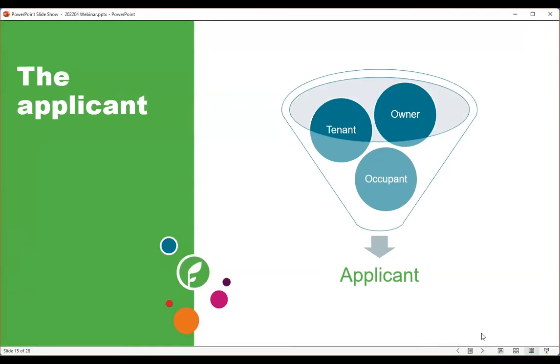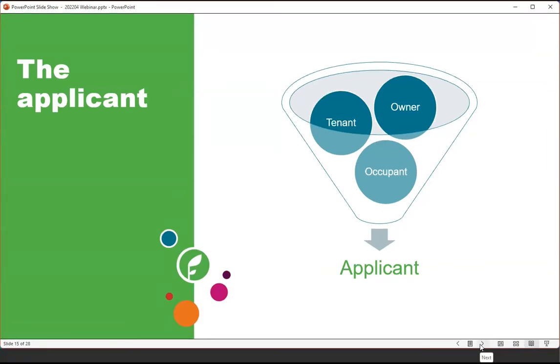So as long as you have either a tenant, an owner, or an occupant making the application, then you've got your applicant ticked off, and that's your second part of eligibility sorted.